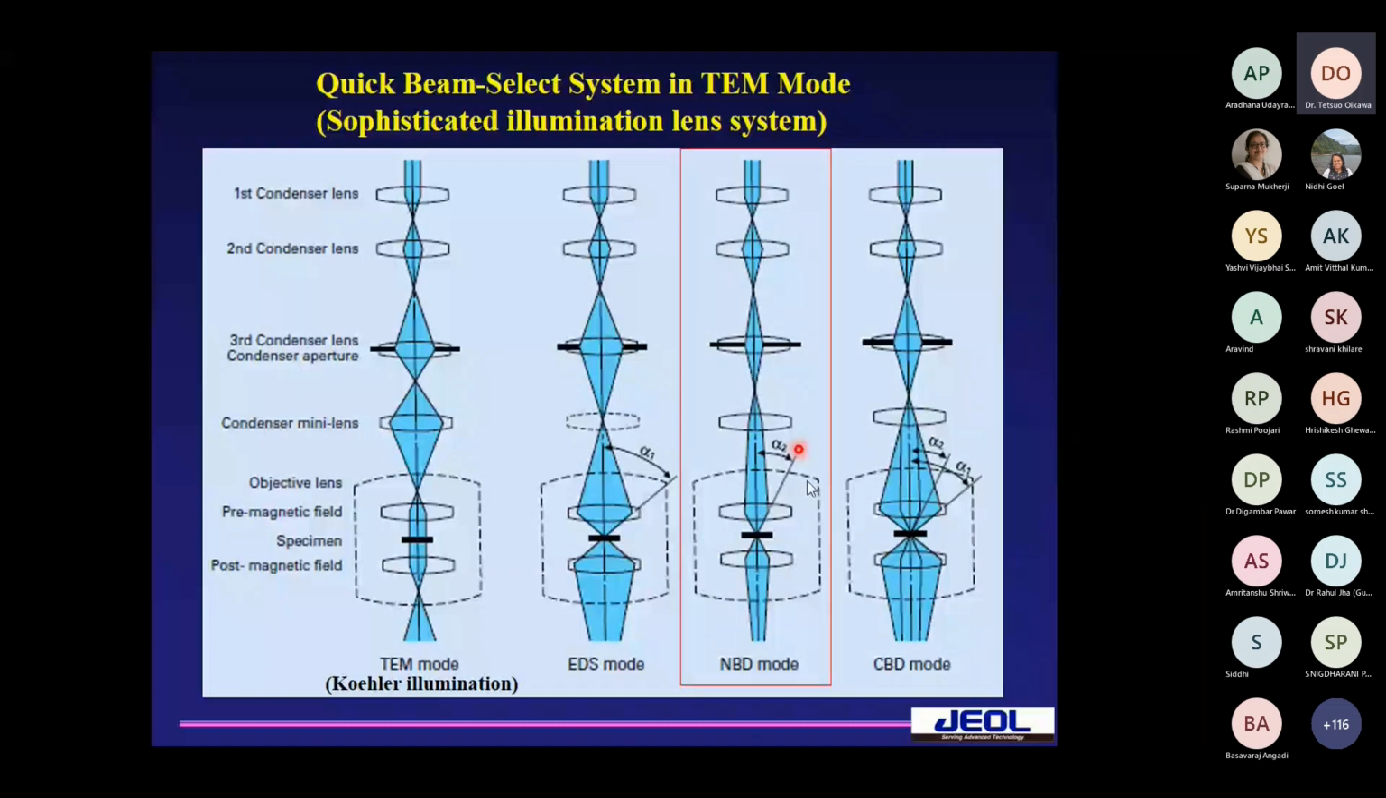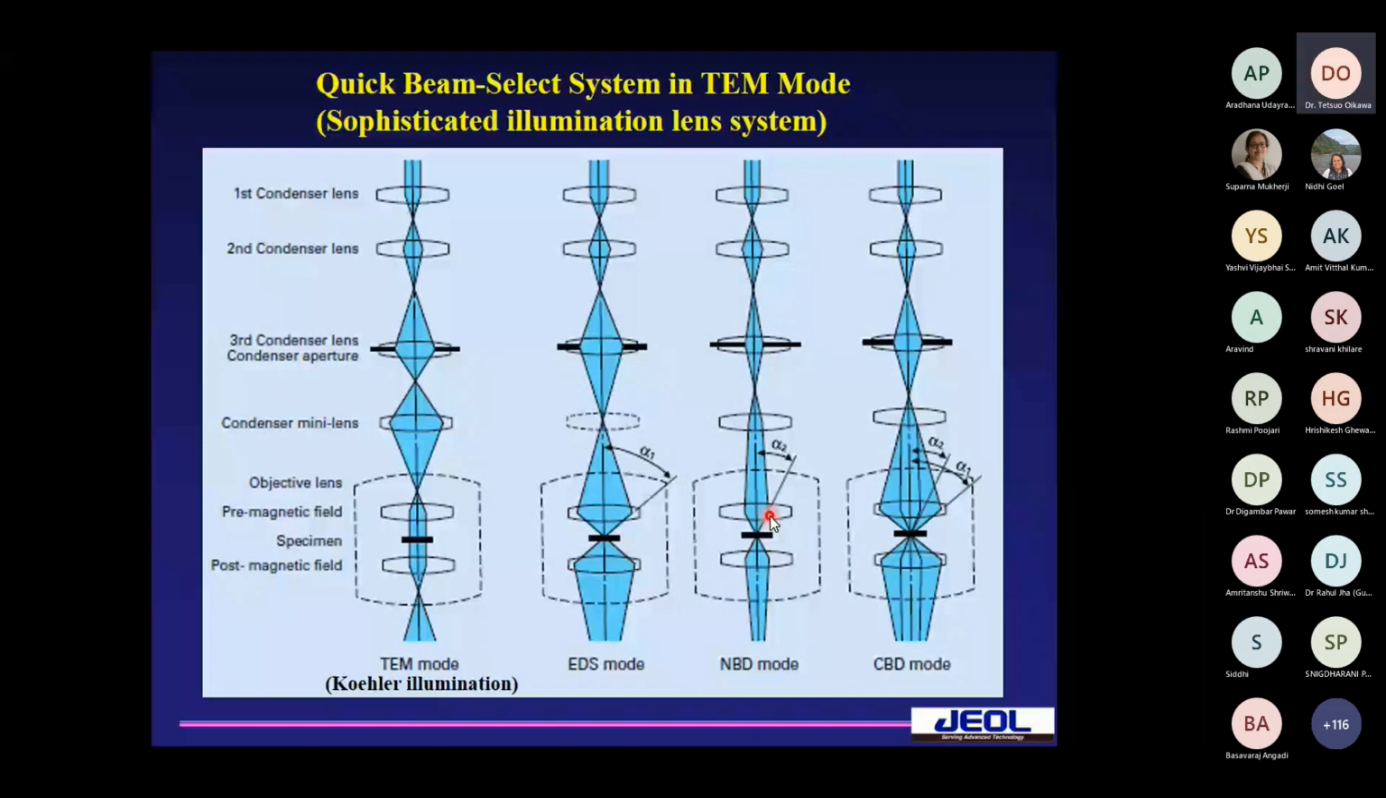This is the condenser lens system: first condenser, second, third, the condenser mini lens, and the objective lens here. We can make a small probe for illuminating the sample, such as on the order of 1 nanometer, or sometimes a sub-nanometer beam is possible. In this condition, the illumination area is limited to the beam diameter. Then we can make a small area diffraction.